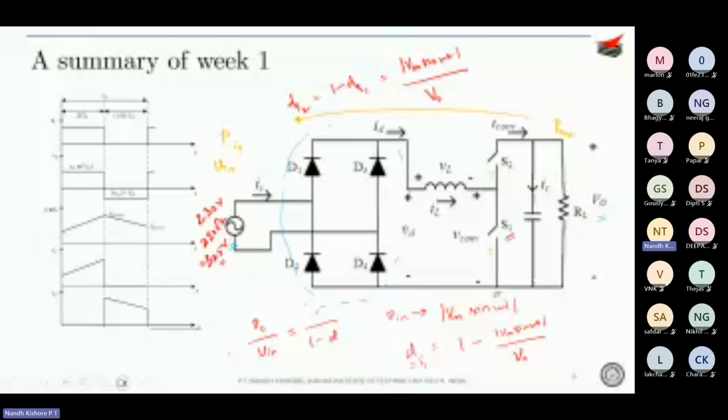Okay. So what would be V0? What would be the rough value for V0? Can it go below 325 volts? Or will it be above 325 volts? Will it be equal to 325 volts? What is V0? What can be the value for V0?